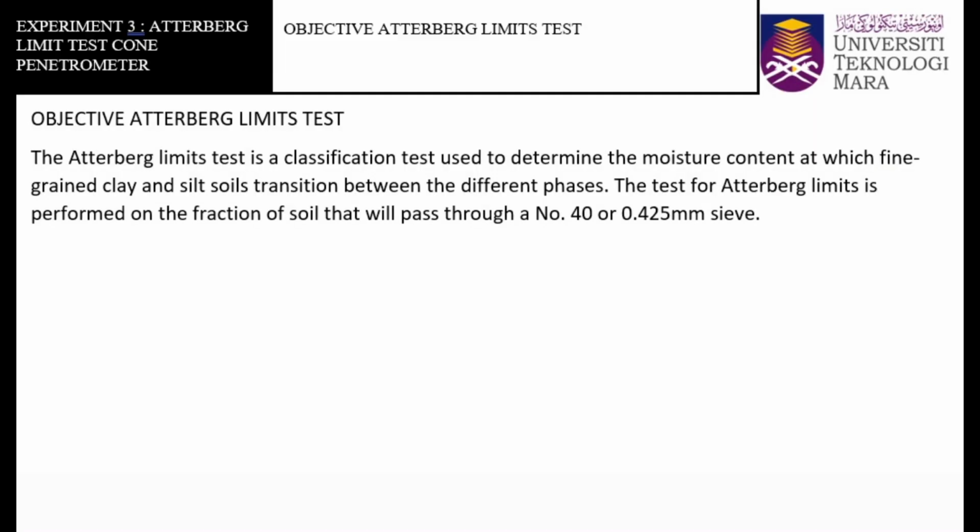Objective: Atterberg limit test. The Atterberg limits test is a classification test used to determine the moisture content at which fine-grained clay and silty soils transition between the different phases. The test for the Atterberg limits is performed on the fraction of soil that will pass through a number 40 or 0.425 mm sieve.